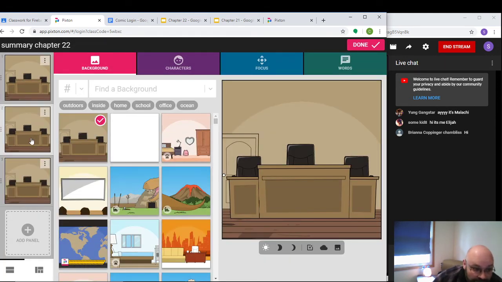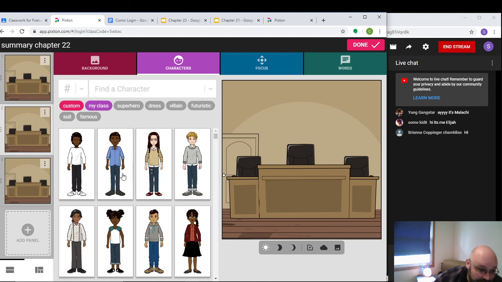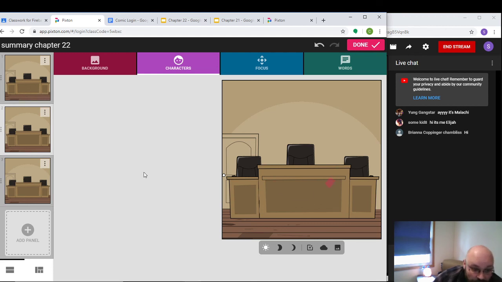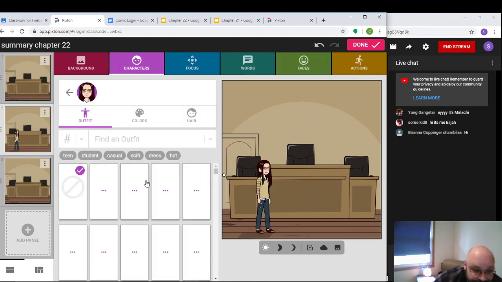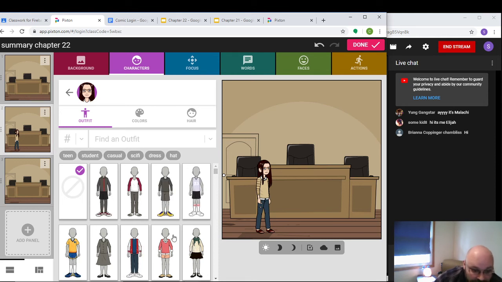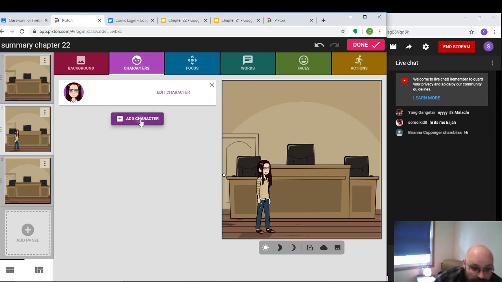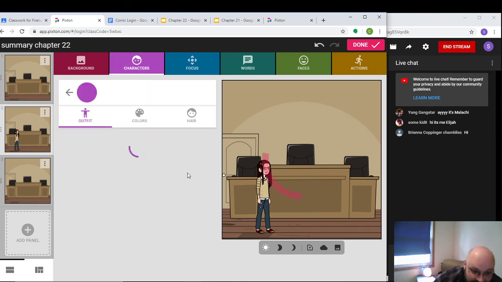When you click on a panel that you want to design, you click characters. See the little purple tab up top? And then you can make as many of these people as you want. So if you wanted to make, say, a Scout character, and that seems to be about what Scout would wear, then you can create another character, add other characters, add a Dill.